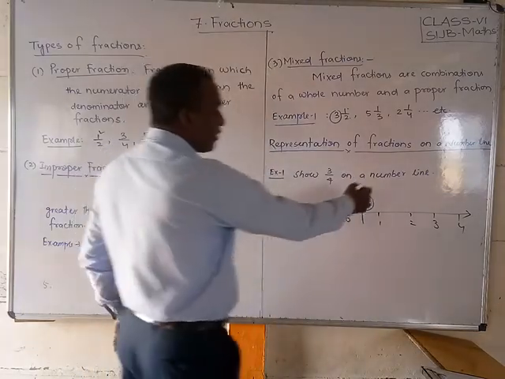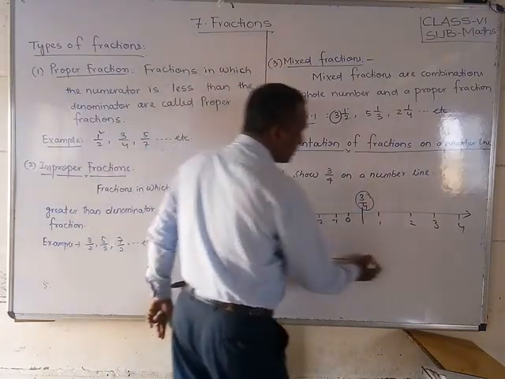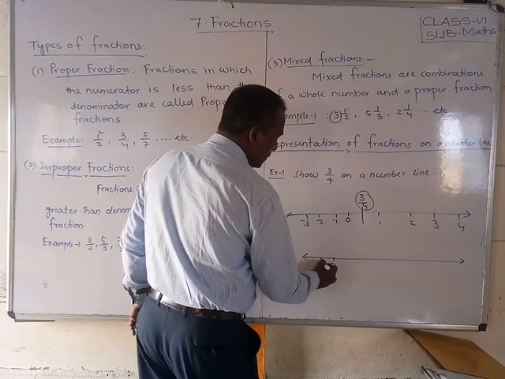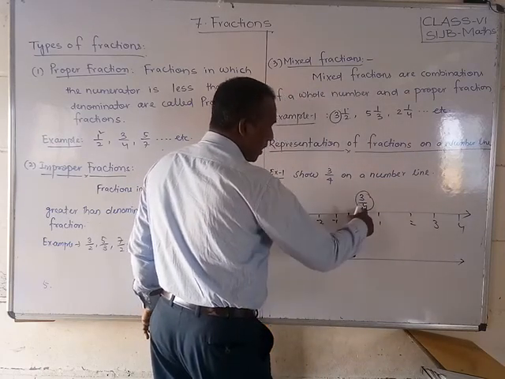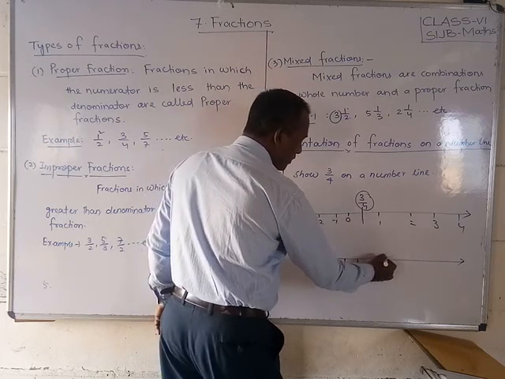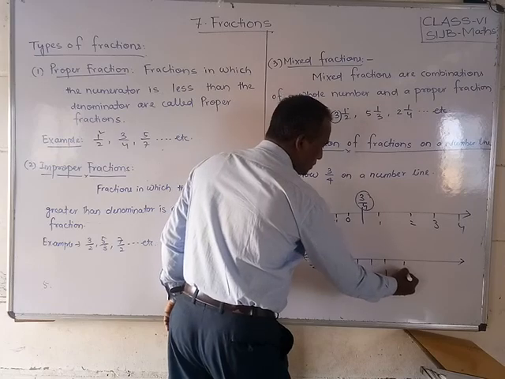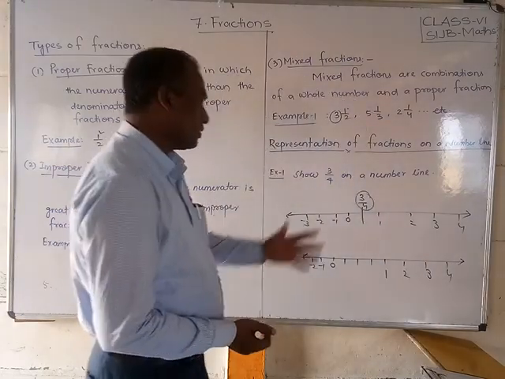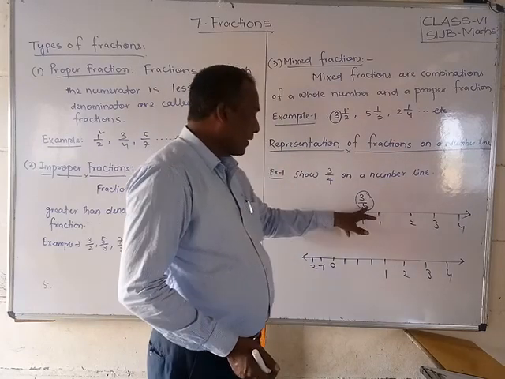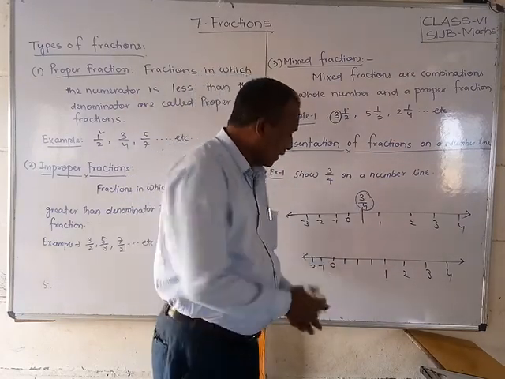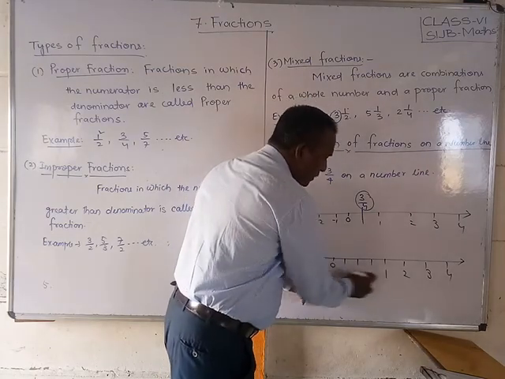But to show it accurately, you can draw like this: 0, -1, -2. How many parts here, students? 4 parts. So we can write 1, 2, 3, 4. Carefully understand, students, it is very important. The denominator is how many parts? 4 parts. So after 0, we make 4 parts.